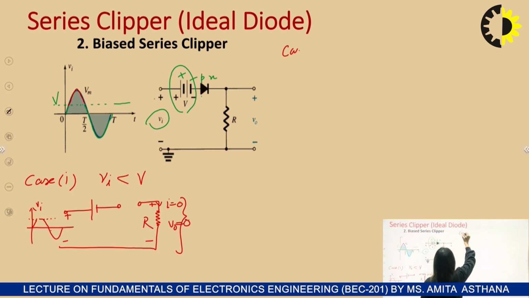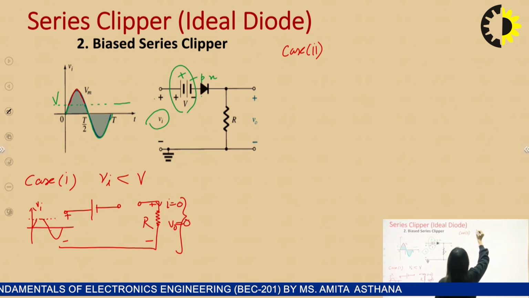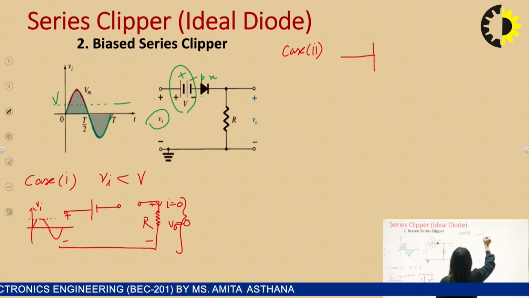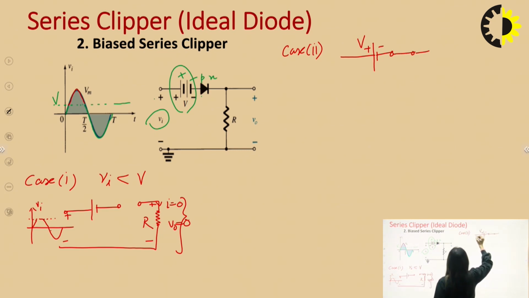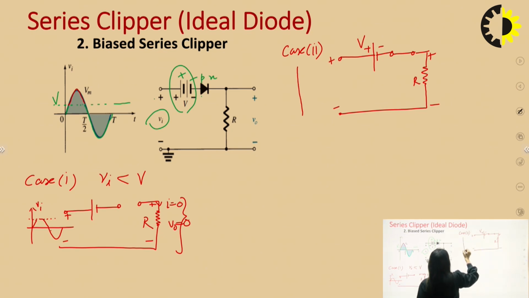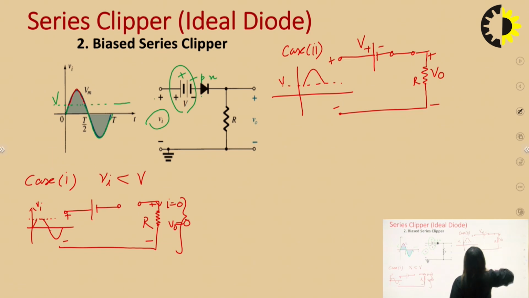Now case 2. The diode will be short circuited for this region. Okay, then what should be the output voltage? So we have the sign convention. We will apply the KVL rules, right? So this is our Vi, so applying KVL in this loop.